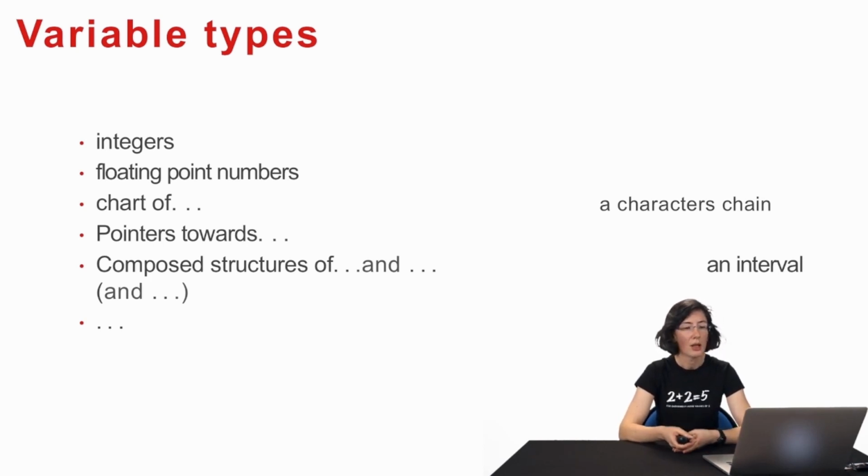In certain programming languages, the chain of characters can be considered as characters charts, but that's not always the case. It can be pointers, which means an arrow creating a link towards a memory space, or it can be composed of structures. For example, two reals forming an interval or a chart and the length of this chart. We can have a composed structure made of a simpler type regroupment.